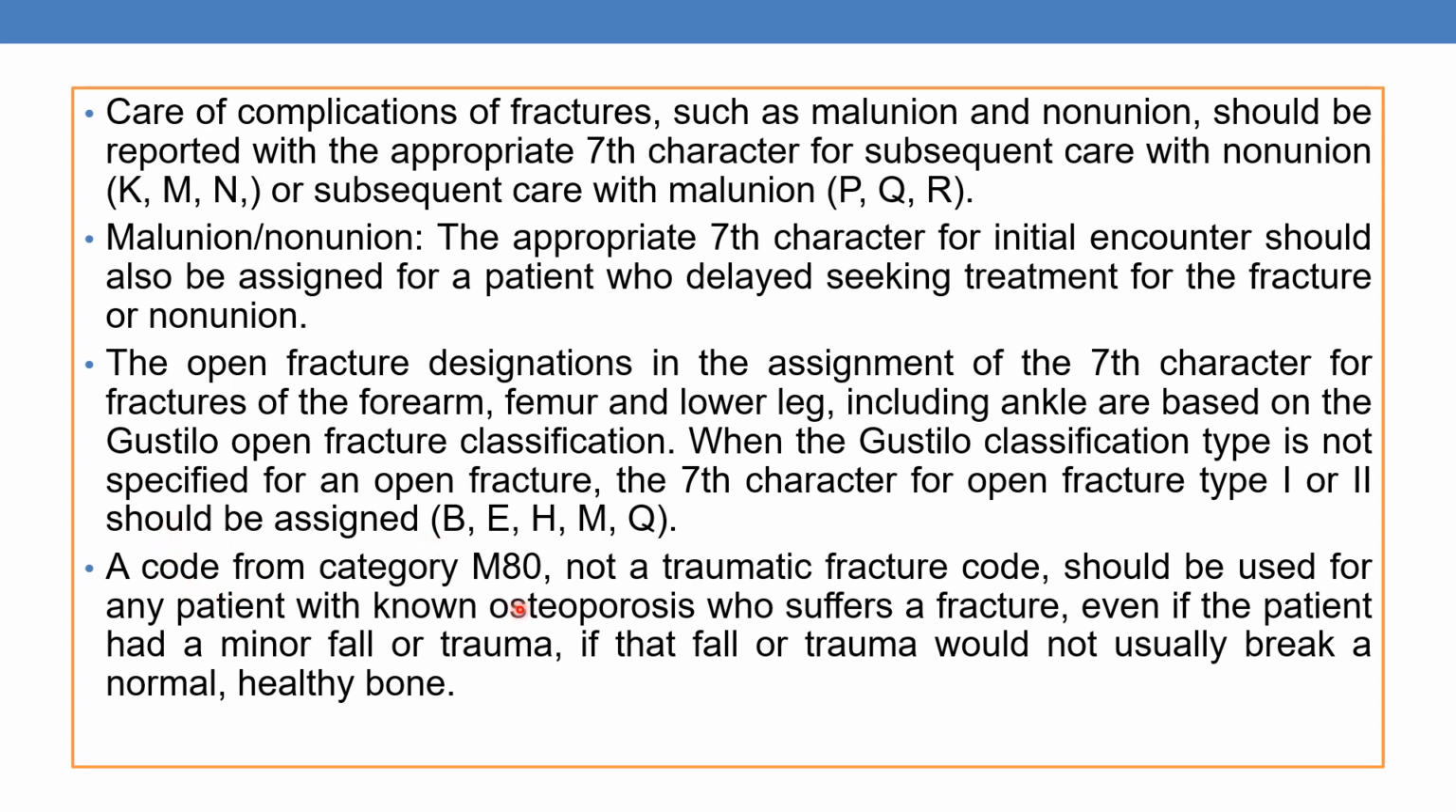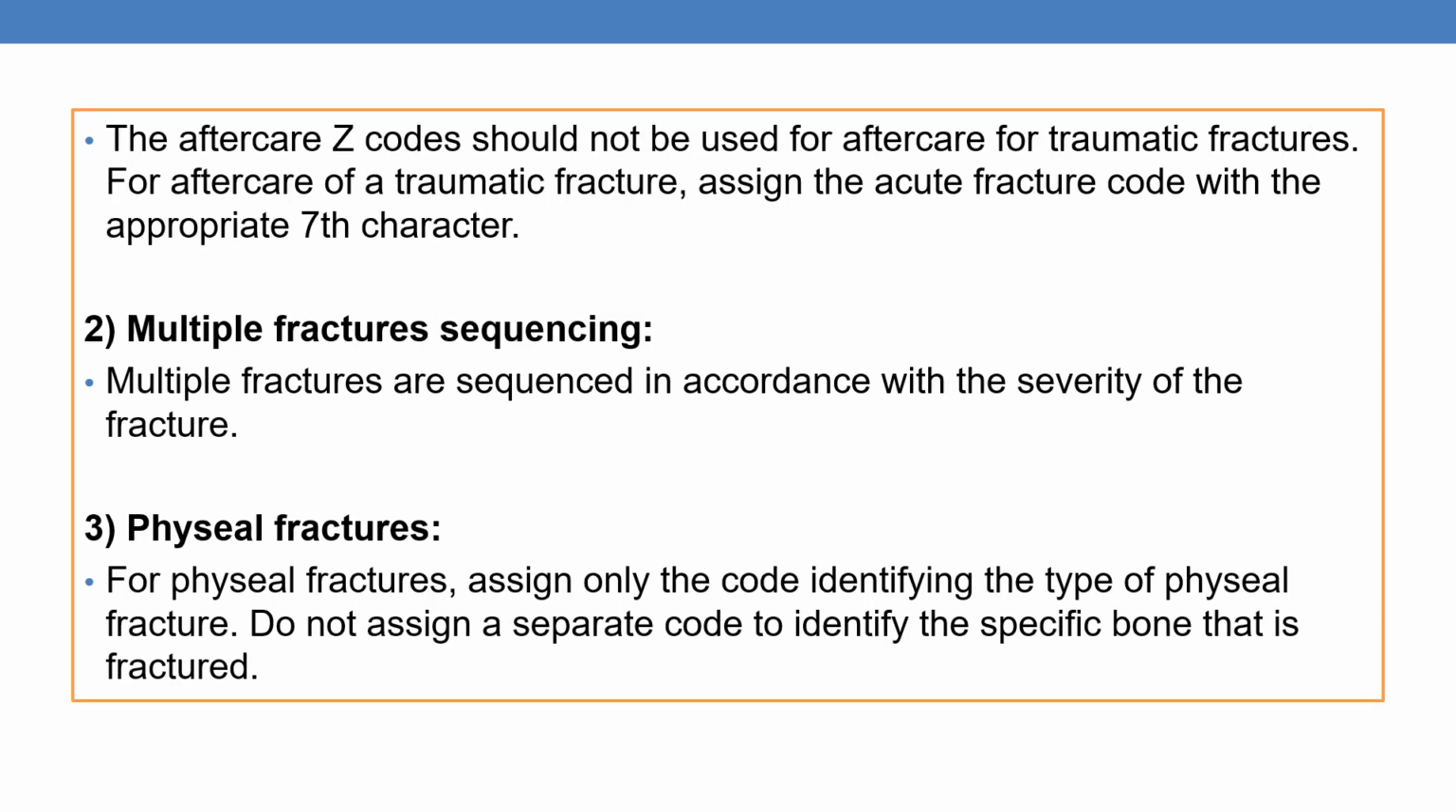And a code from category M80, not a traumatic fracture code, should be used when any patient with known osteoporosis suffers a fracture, even if the patient has a minor fall or trauma, and if the fall or trauma would not usually break a normal healthy bone. And an aftercare Z code should not be used for aftercare of traumatic fractures. For aftercare of traumatic fracture, you need to assign the appropriate seventh character.